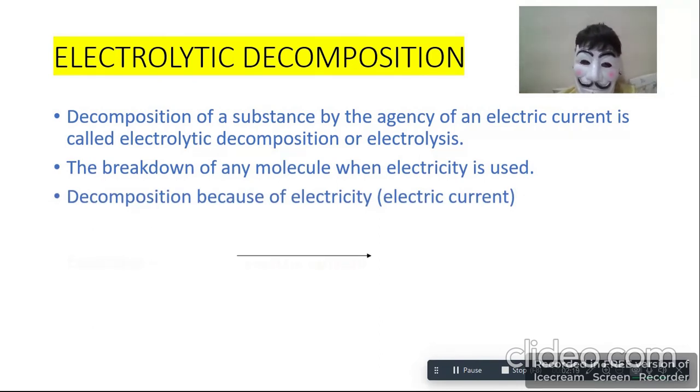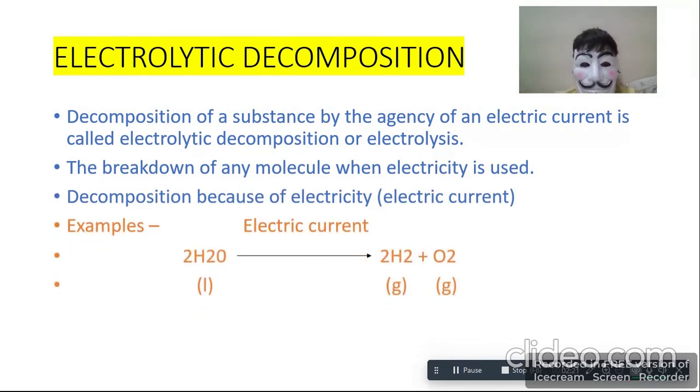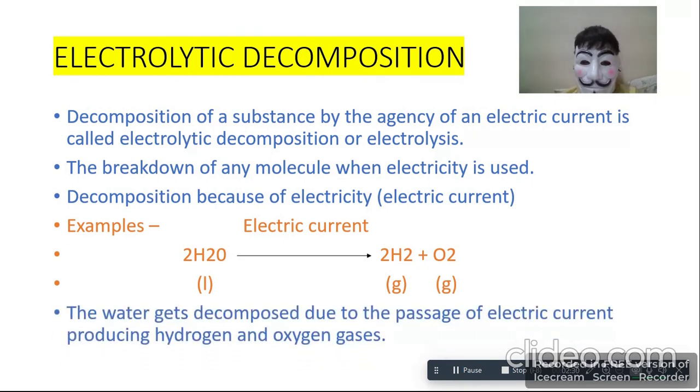Now let's see the example for this. 2H2O, which is actually liquid, will give rise to 2H2 plus O2, which are gases. So the water gets decomposed due to the passage of electric current, producing hydrogen and oxygen gas.